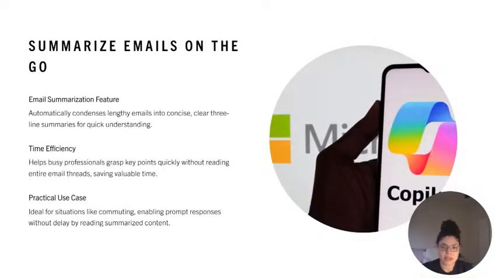So, summarizing emails on the go. This feature allows users to condense lengthy emails into concise summaries, making it easier to grasp key points without reading through entire threads. By simply pasting the email text into Copilot, users receive a clear three-line summary that highlights the most important information. Another option is to also go ahead and speak to the Copilot.